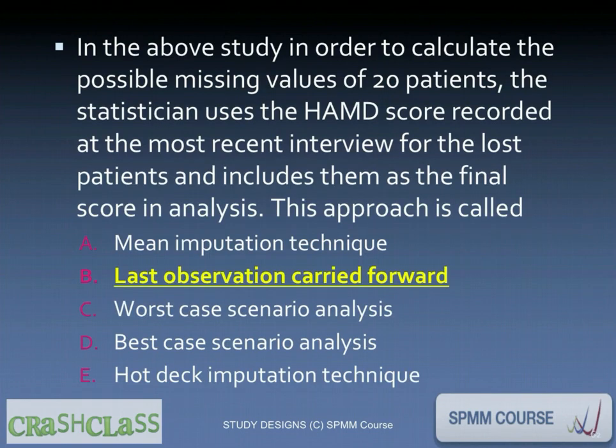So in the above study, you have a scale that you are using to record the outcomes, the HAM-D score. So you're taking the last interview from each patient and using that as the final score. This is called last observation carried forward, LOCF, choice B.